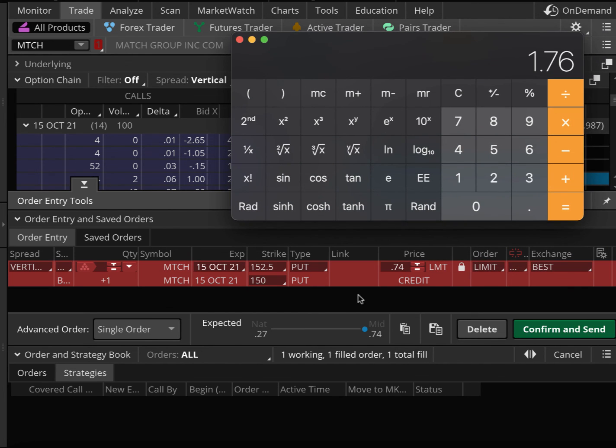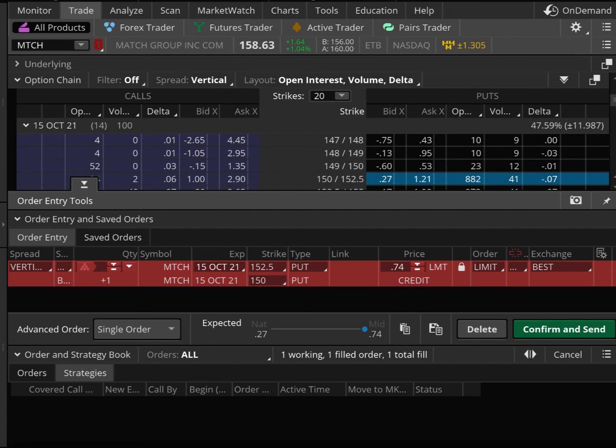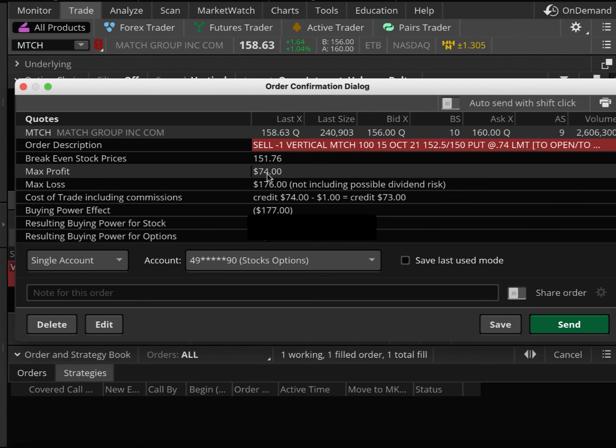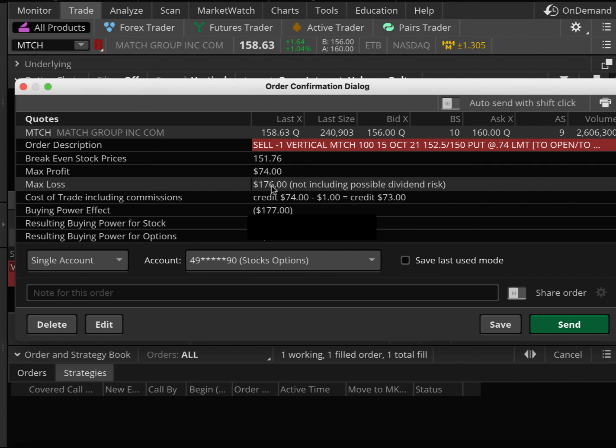So your maximum gain is $74. Your maximum loss is the width of the spread minus what you sold it for. So the maximum I can gain is $74. The max I could lose is $176. And let's see if that matches up. So once again here, the max profit is $74. The maximum I could lose is $176.